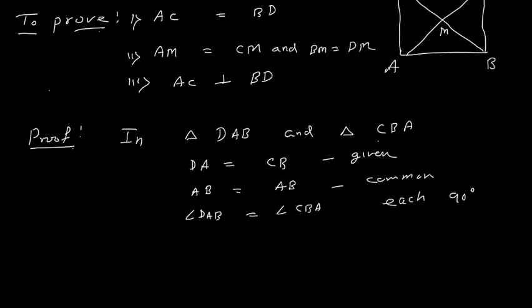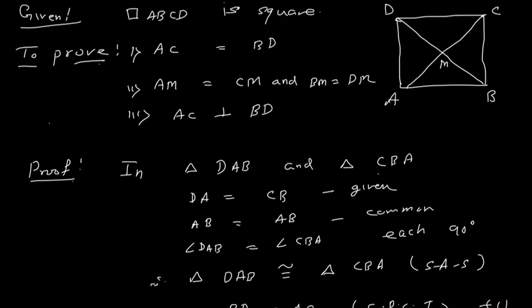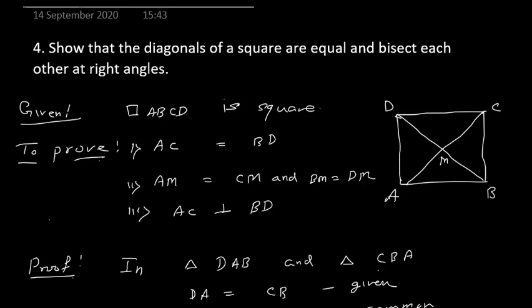So therefore, this triangle DAB is congruent to triangle CBA. Again here we have side angle side criteria. Now what I have to prove is that the diagonals are equal. That is, I have to prove that BD is equal to CA. BD is equal to AC. This is the corresponding part of congruent triangles. So the first part I have done. I have proved that AC and BD are congruent.